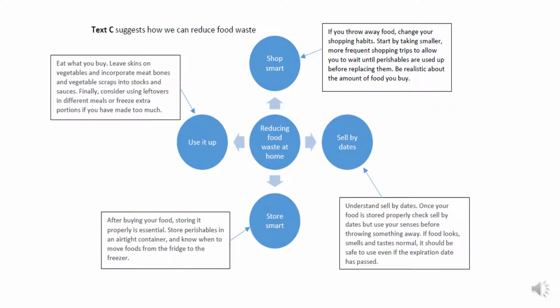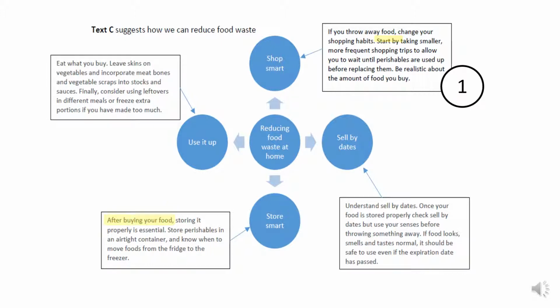So when we start to look at the text more closely, we've got 4 steps that we need to put into the correct sequence. And the first thing we need to do is to shop smart, because as it says here, it indicates that you should start by taking smaller, more frequent shopping trips. So this is the first step. So clues in the language are really important.